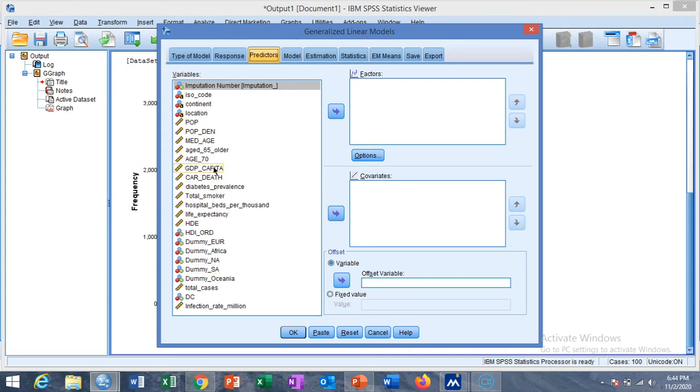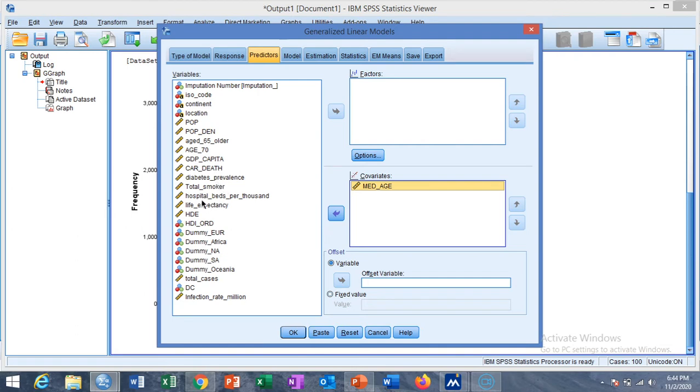So we take median age as the covariate and the HDI order as the factor. We have three HDI orders: low HDI countries, middle HDI countries, and high HDI countries.